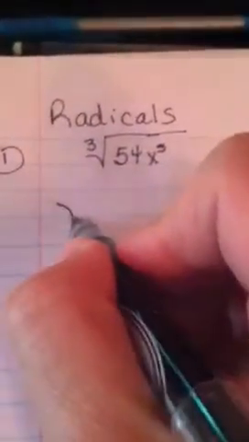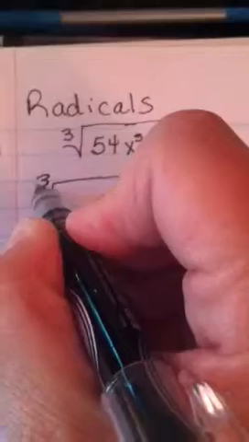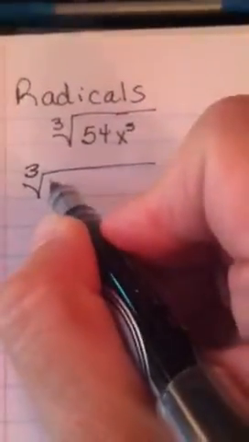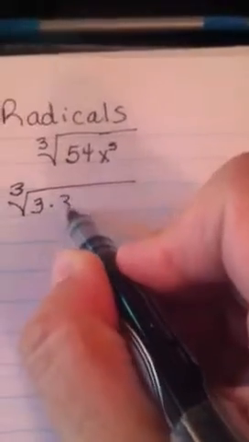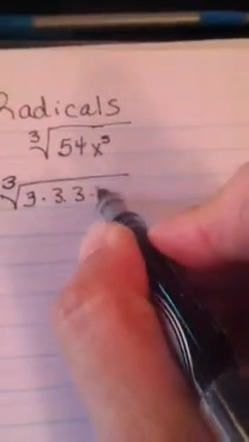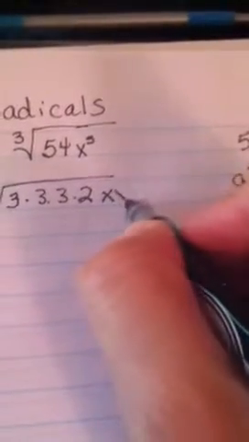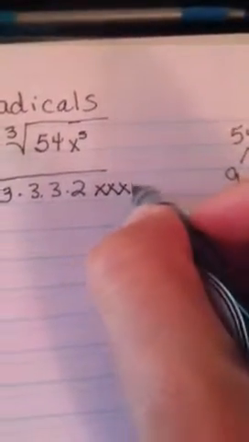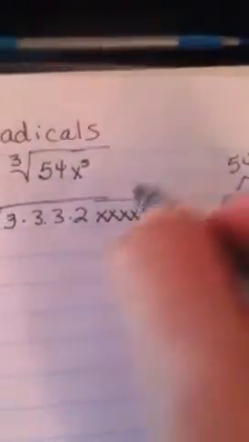So let's go back to our radical. My index is a 3. That means things can come out in groups of 3. So I had a 3, a 3, a 3, a 2. Now I'm going to take my x to the 5th, and I'm going to write out 5 x's. There is a shortcut to doing this, but I don't think we're ready for that yet.